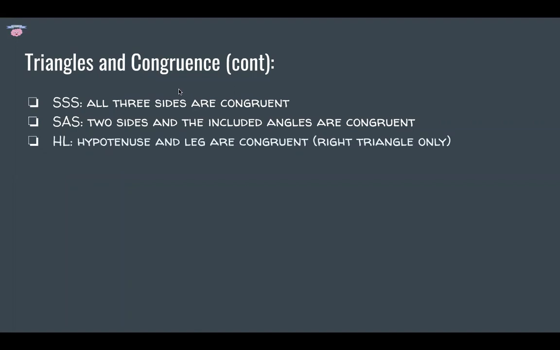HL, like I said, H is for hypotenuse, L is for leg. Brief review of right triangles. If you haven't seen one before, this is called the hypotenuse of a right triangle. This is a leg, and this is the other leg. So hypotenuse is always the longest side. So yeah, right triangle only. So the hypotenuse and leg are congruent. If we're given this is congruent and this is congruent to the corresponding triangle, then we know that the entire triangles are congruent.